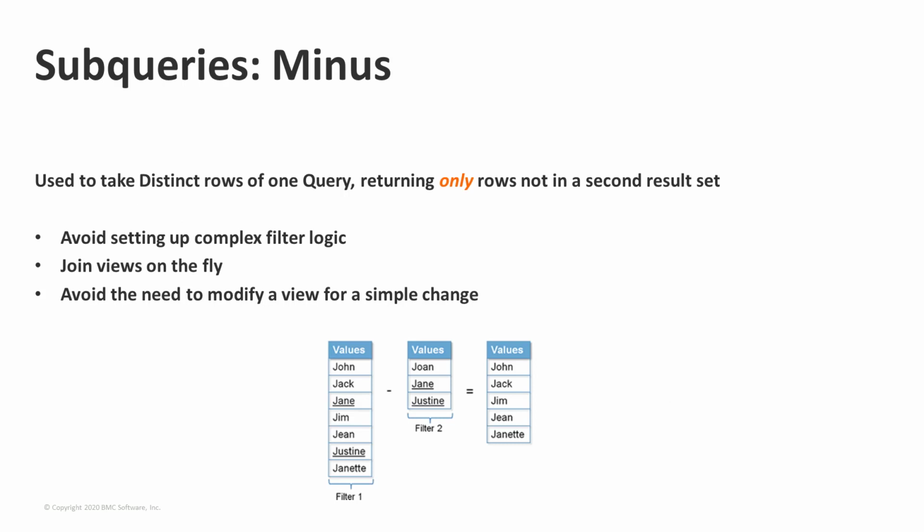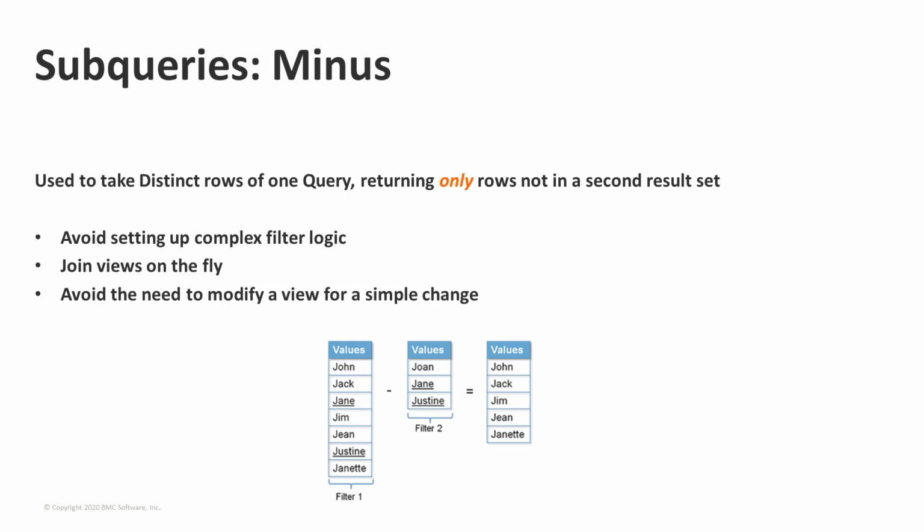And the last and the new one is the minus. So this is used to take distinct rows of one query and return only the rows that are not in the second result set. So you are subtracting information from one query into the other one. So this is the basic example.